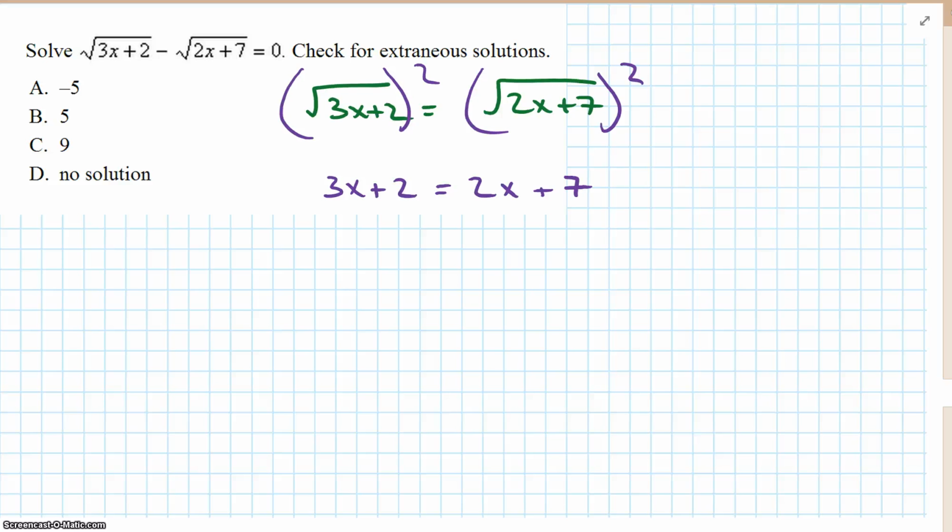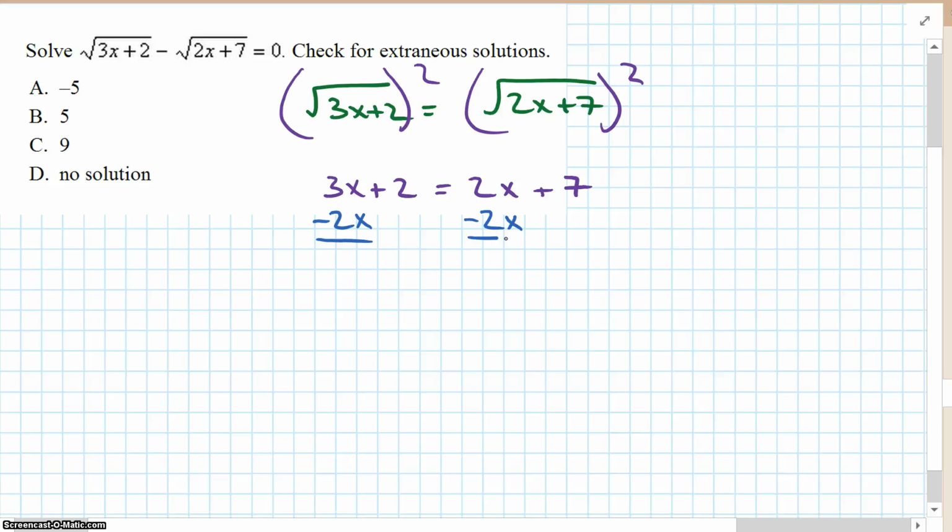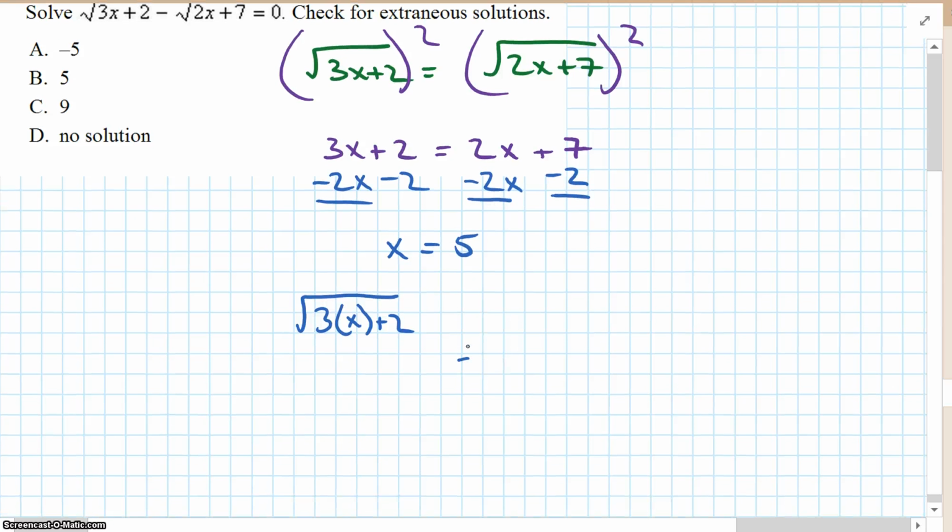Okay, now we're just going to subtract 2x from each side, and we're going to subtract 2. We're going to do it all in one full swoop. So I get x equals 5. So now let's double check our answer. So I got the square root of 3x plus 2 minus the square root of 2x plus 7 equals 0. So plug in our 5 and check.